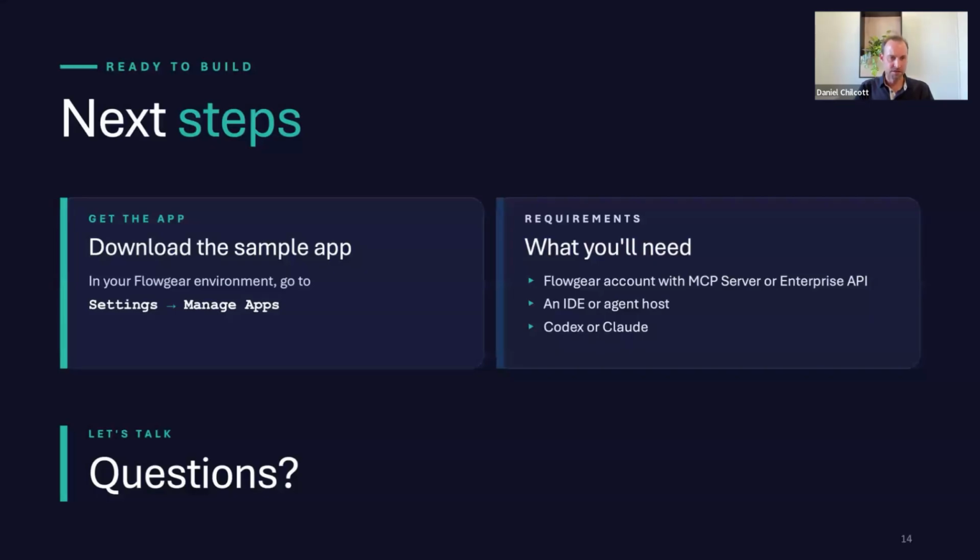So next step would be to go and get that sample app from the Manage Apps area. A reminder that if you do need to just view a guide around this, go to help.flowgear.net and search either for building apps or Builder MCP server. We'll give you all of the detail there. And if there's any questions, I'd be happy to respond.